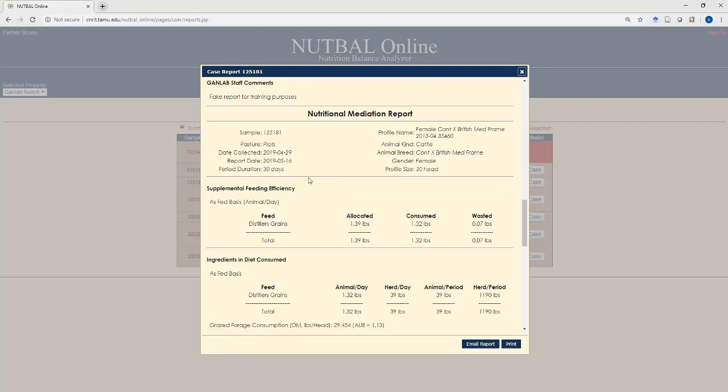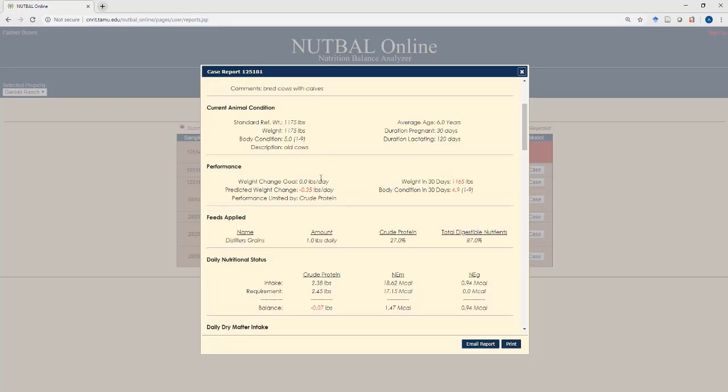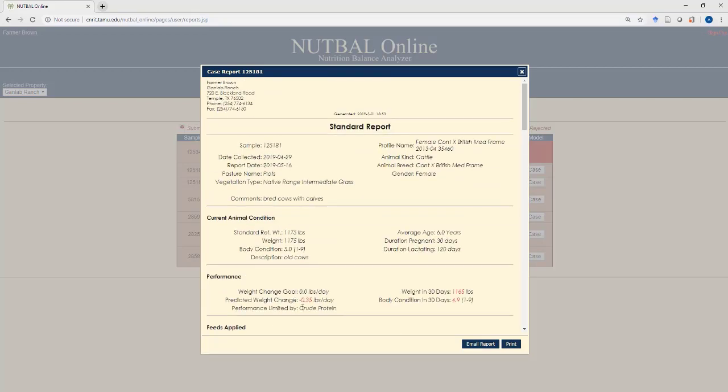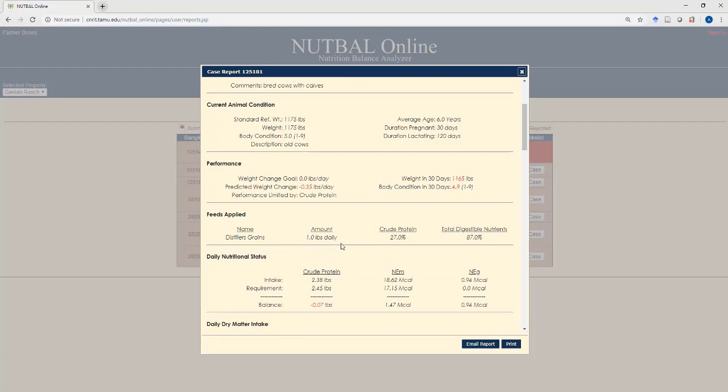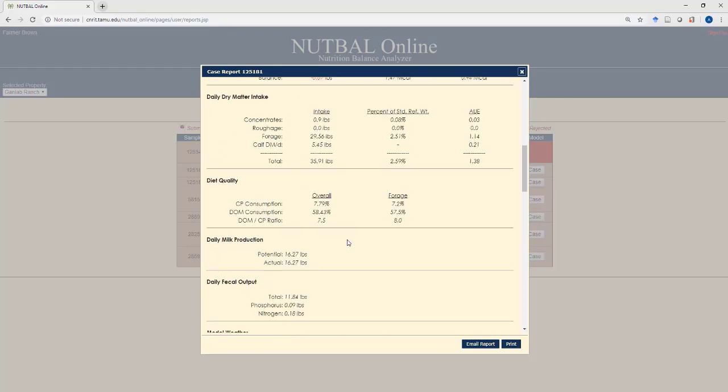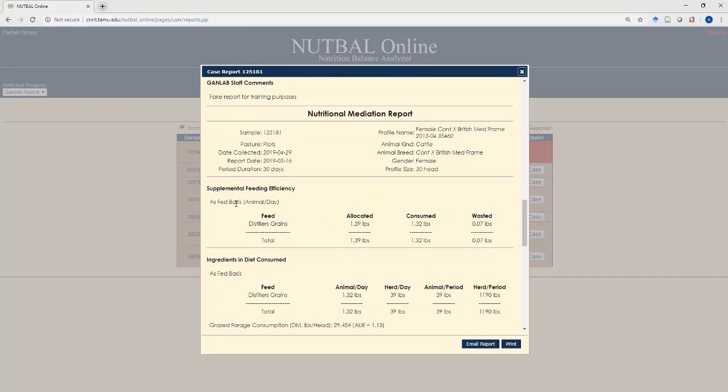For this profile, it had that little bit of weight loss, the 0.35 pounds per head per day. And it was already receiving 1 pound per head per day of distiller's grains. What the nutritional mediation report is telling me in this first section is that I could be feeding 1.4 pounds per head per day, and then there's going to be a little bit of waste depending on the value that I put in the feeds portion of the sample description. But ultimately, this is the amount that's needed to address my protein deficiency.